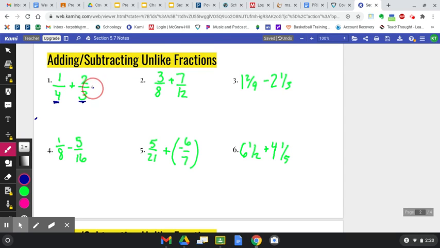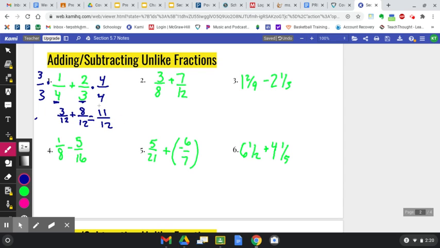So now I figure out, what do I multiply 3 by? I multiply it by 4. And here I multiply this by 3, because 3 times 4 gives me 12, and 4 times 3 gives me 12. Now, for the numerators, 3 times 1 is 3, and 2 times 4 is 8. So 3 plus 8 gives me 11.